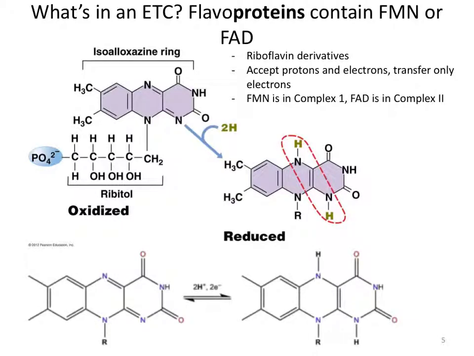I mentioned in an earlier part of this lecture what a flavoprotein was. Flavoproteins are proteins that have prosthetic groups that are either flavin mononucleotide, FMN, or flavin adenine dinucleotide, FAD. Both of these prosthetic groups are derived from riboflavin, which is an essential vitamin for many different organisms. These are prosthetic groups that can accept protons and electrons but transfer only electrons. And the flavoproteins that carry FMN are found in complex 1 of most electron transport chains, whereas flavoproteins that contain FAD are found in complex 2 of most electron transfer chains.